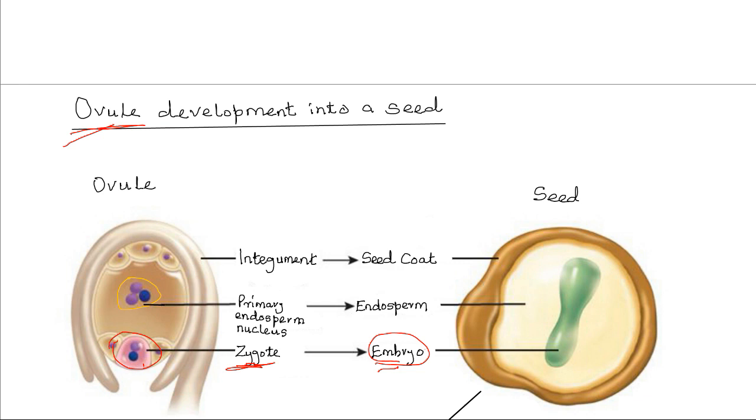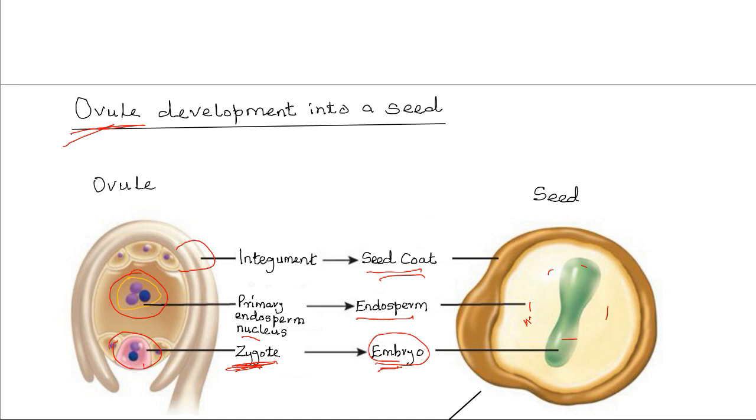Remember, in flowering plants, there is double fertilization. The first one forms the primary endosperm nucleus, the other one forms the zygote. The primary endosperm nucleus develops into the endosperm, which is a storage structure within the seed. The integuments that form the wall of the ovule become the seed coat. The zygote becomes the embryo.